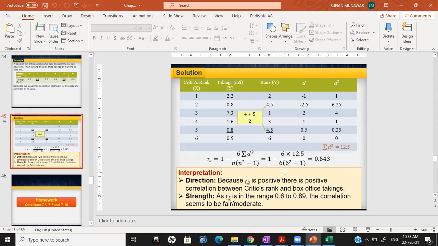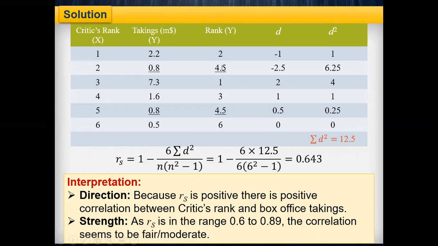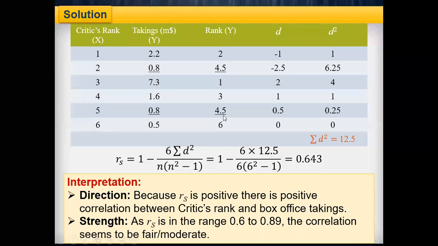Okay, anyhow, this is the Spearman rank correlation coefficient. So whenever you do it, if you want to be more precise, you have to rank in this way, 4.5 and 4.5, like we did here. It will give you more accuracy as compared to what Excel did.